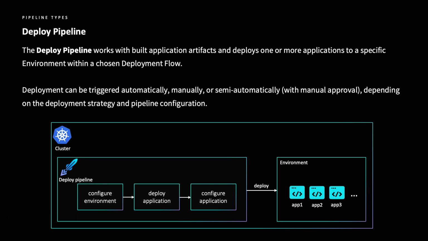The deploy pipeline is responsible for taking built application artifacts and deploying one or more applications to a specific environment within the selected deployment flow. How the deploy pipeline is triggered depends on your deployment strategy. It can be fully automatic, completely manual, or semi-automatic. This flexibility allows you to choose the right deployment approach for any situation and environment.